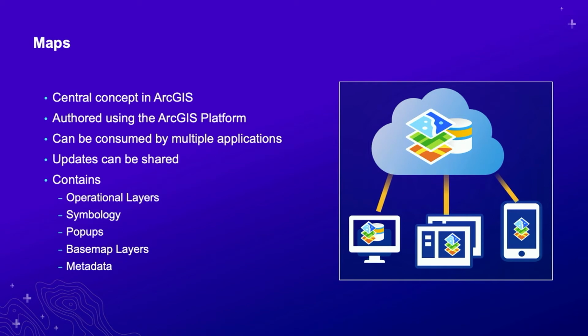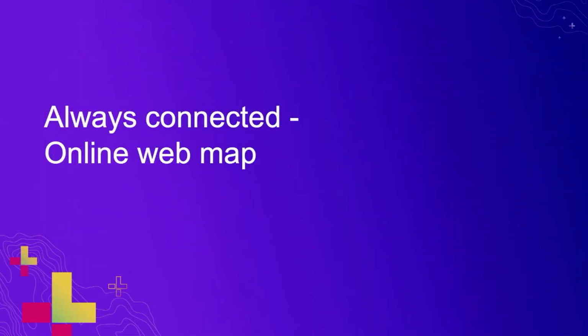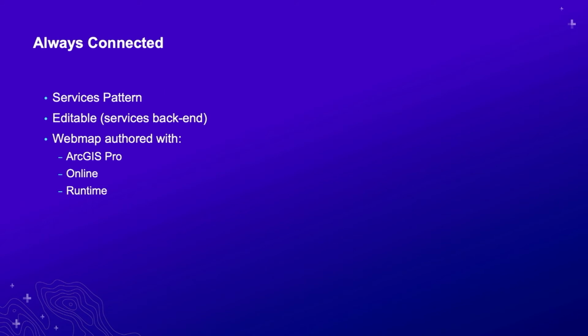So let's look at our first scenario. Always connected, an online web map. So here you're definitely working in a services pattern, similar to how the JavaScript API works with maps and layers. You're always requesting data from a server. You can edit it if the service supports it, and you've got to push these edits back through the service, and there's more details in the second workshop on doing that. These web maps can be authored in Pro, they can be authored in online, or you can author them in code using the runtime and the API.